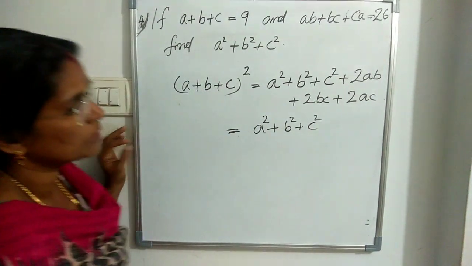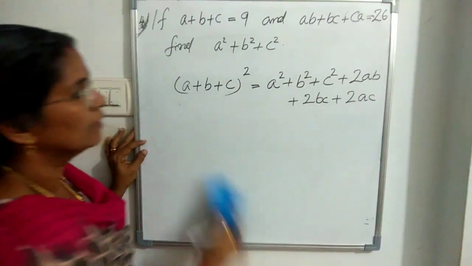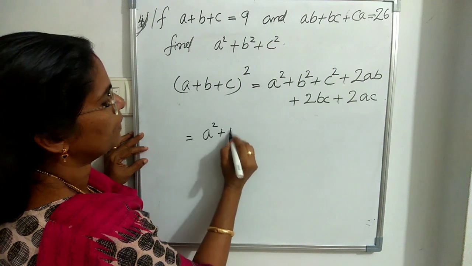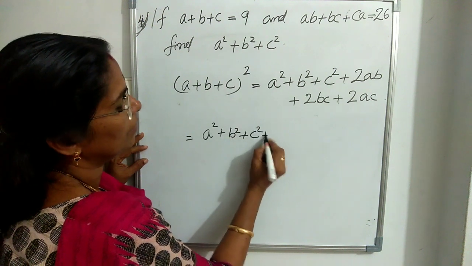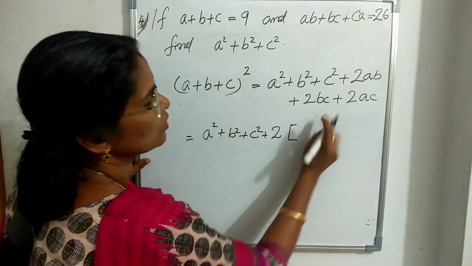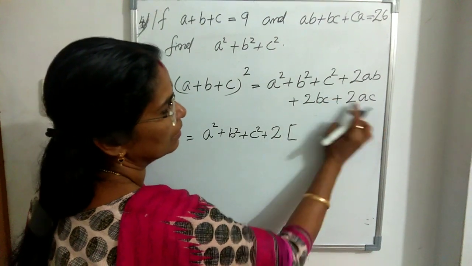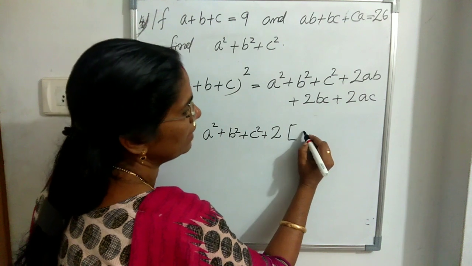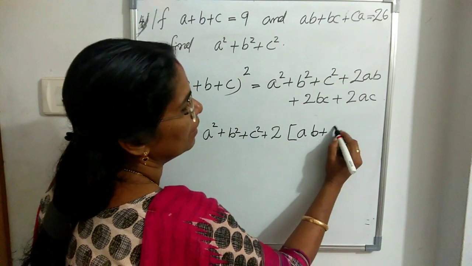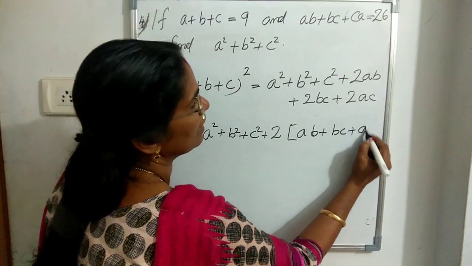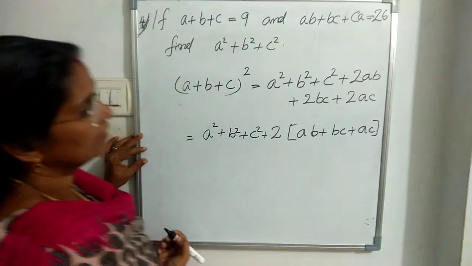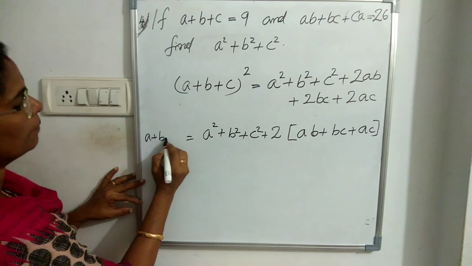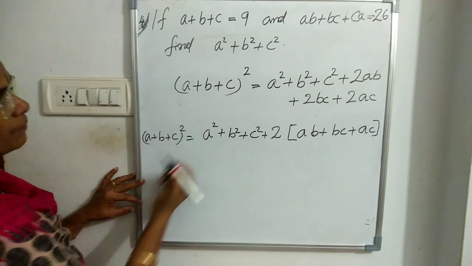It is A square plus B square plus C square plus, there is no space, one more time I am writing. This is A square plus b square plus c square plus 2, I am taking it as common from these 3 terms. Here 2, here 2, here 2. So we can take it as common. Then balance, here it is AB plus BC plus AC. Clear? Left side it is A plus B plus C whole square.